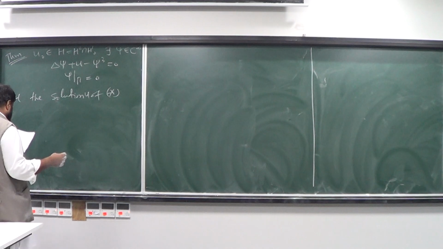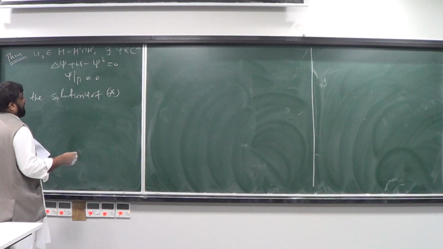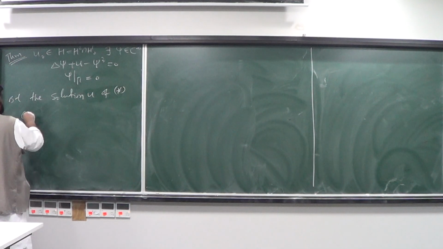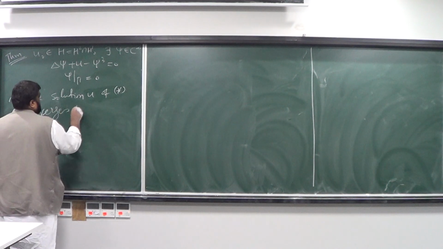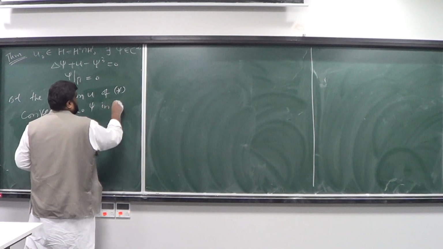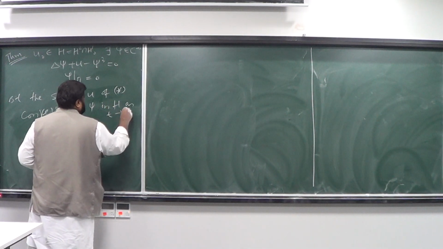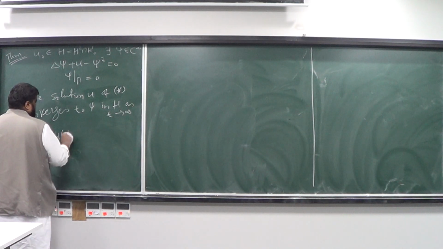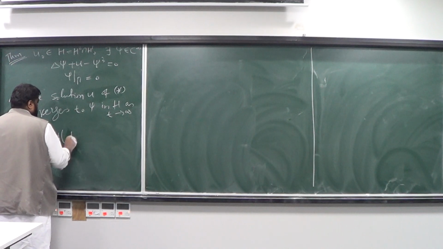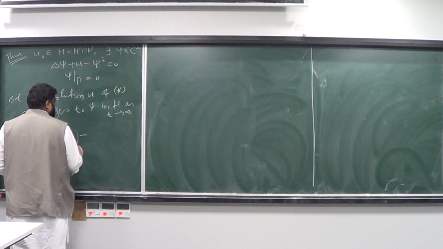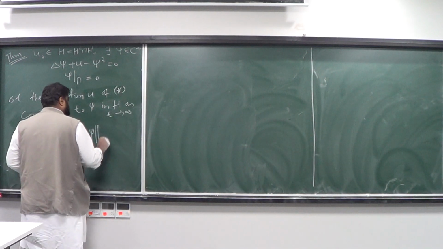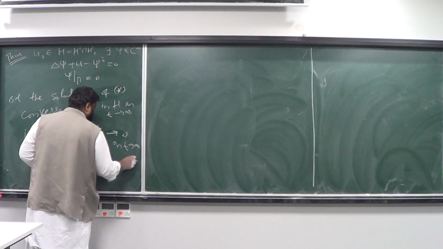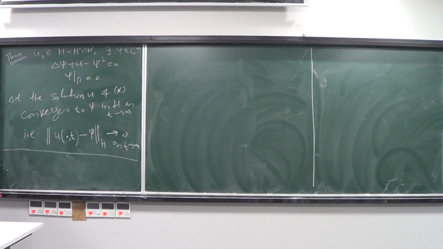Okay, so there is a solution u of star that converges to psi in H as t goes to infinity. That is, if you compute the H norm of u at t and subtract psi in H norm, this will go to 0 as t goes to infinity. Okay, so this is what really is the key result.